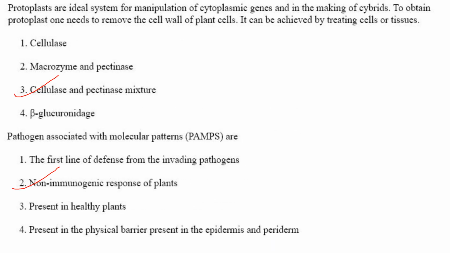Then next one. Protoplasts are ideal system for manipulation of cytoplasmic genes and in the making of hybrids. To obtain protoplast, one needs to remove the cell wall of plant cells. It can be achieved by treating the cells or tissues with cellulase pectinase mixture. This will remove the cell wall. Answer is option 3. Pathogen associated molecular patterns, PAMPs, are non-immunogenic response of plants. Answer is option 2.